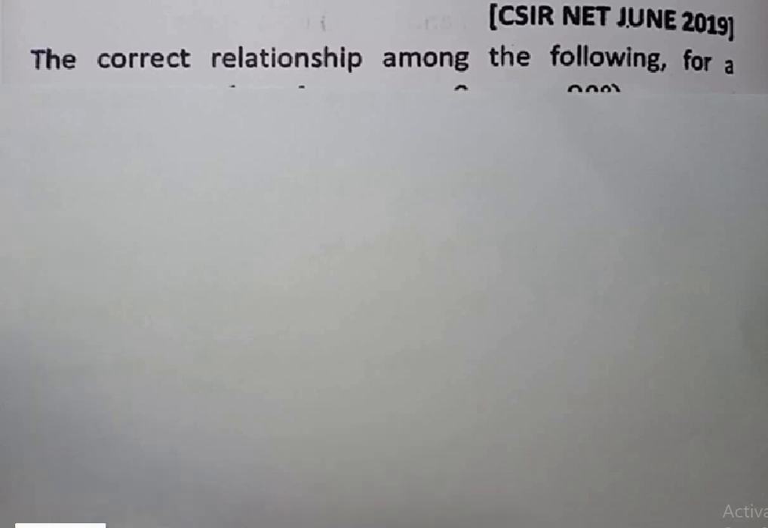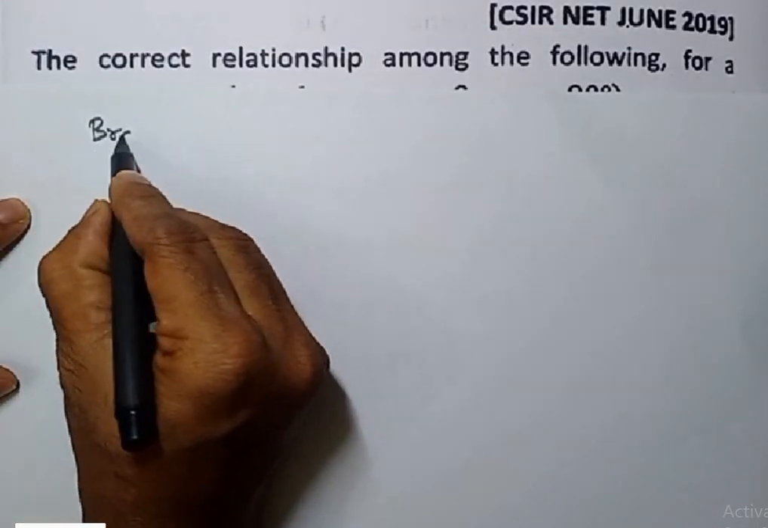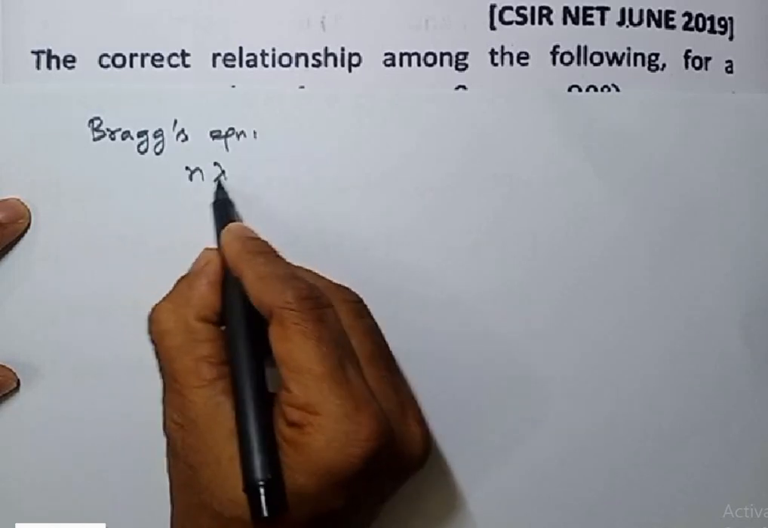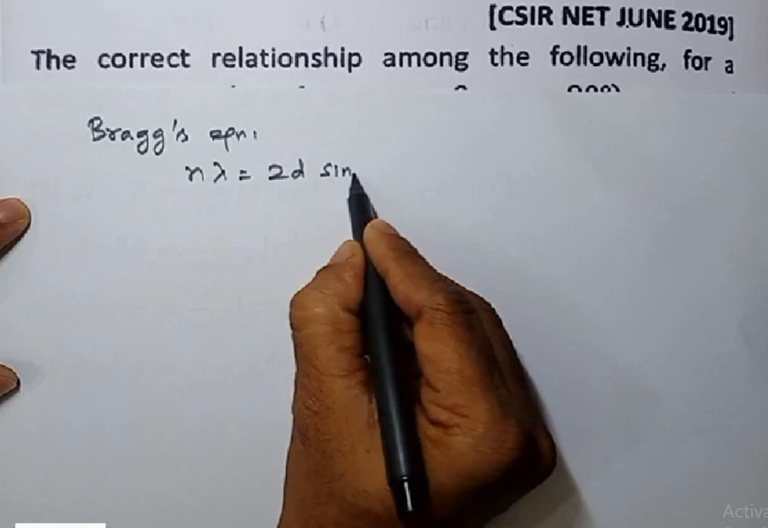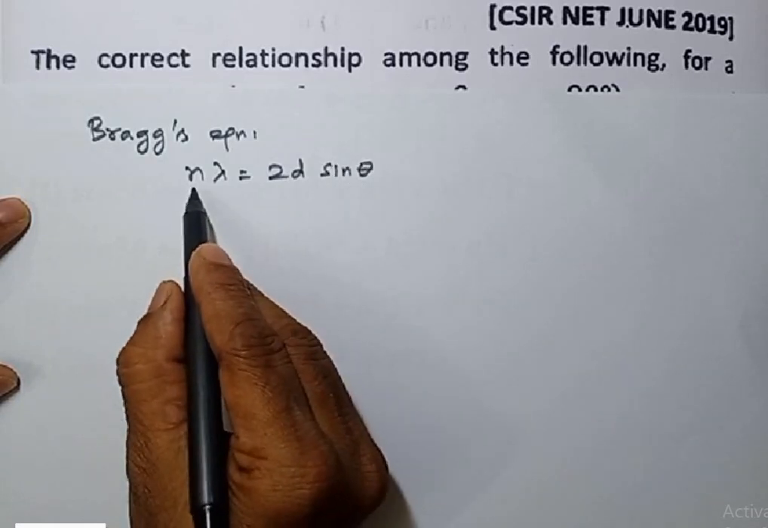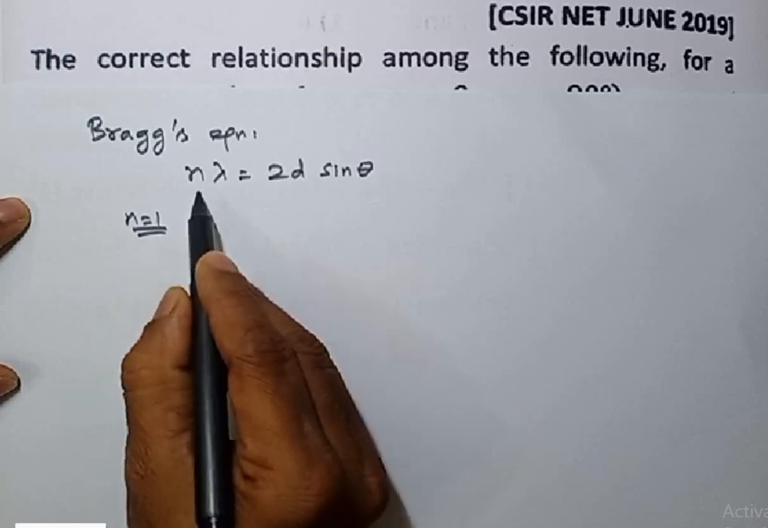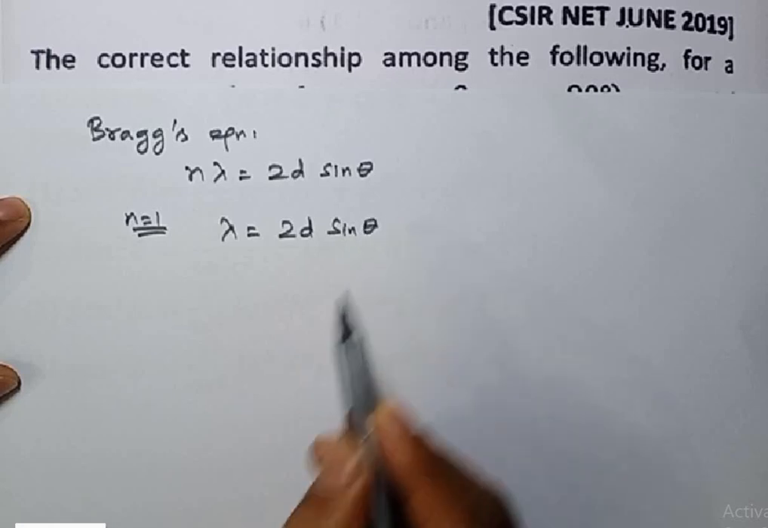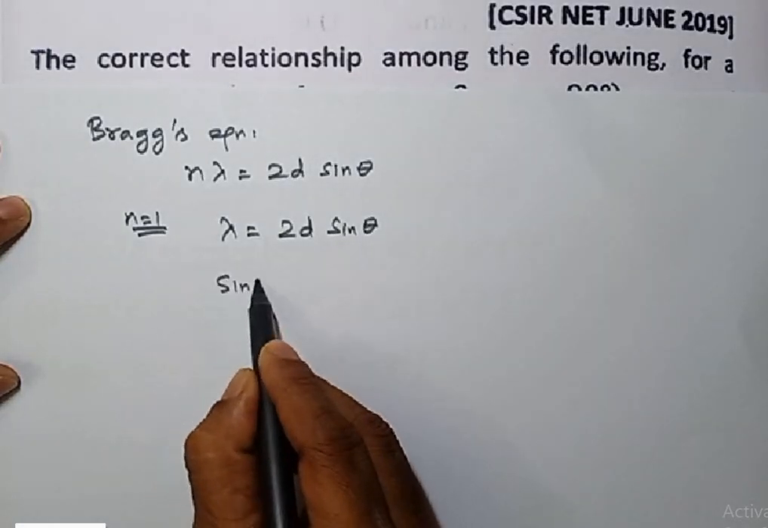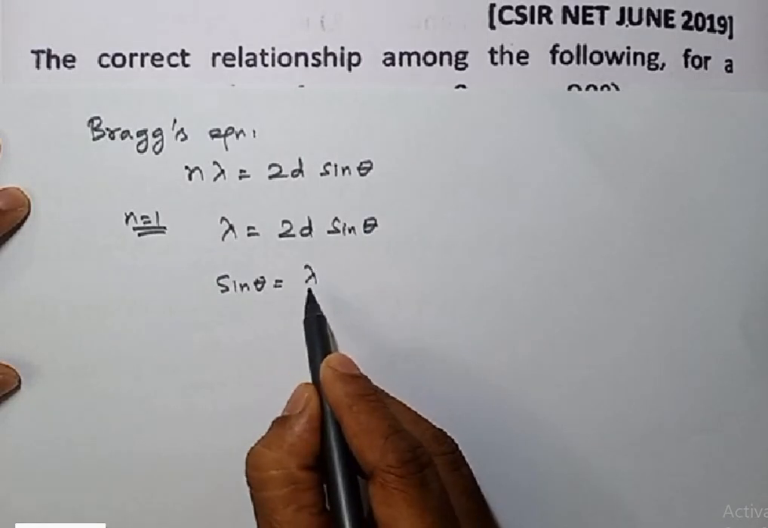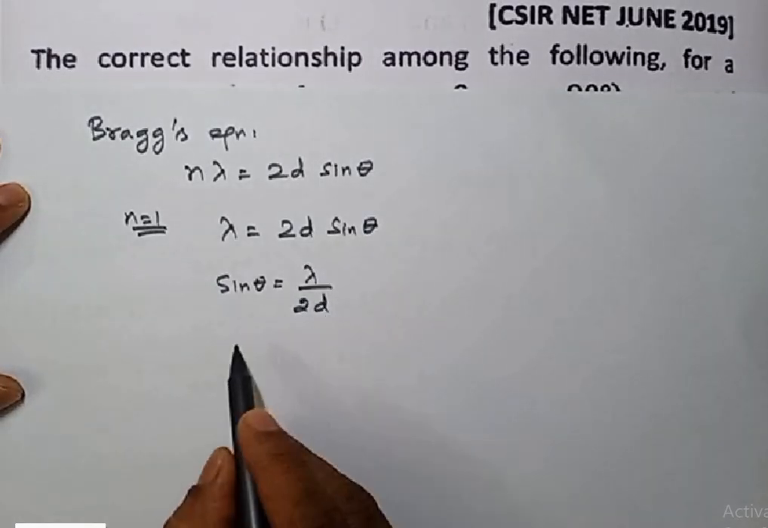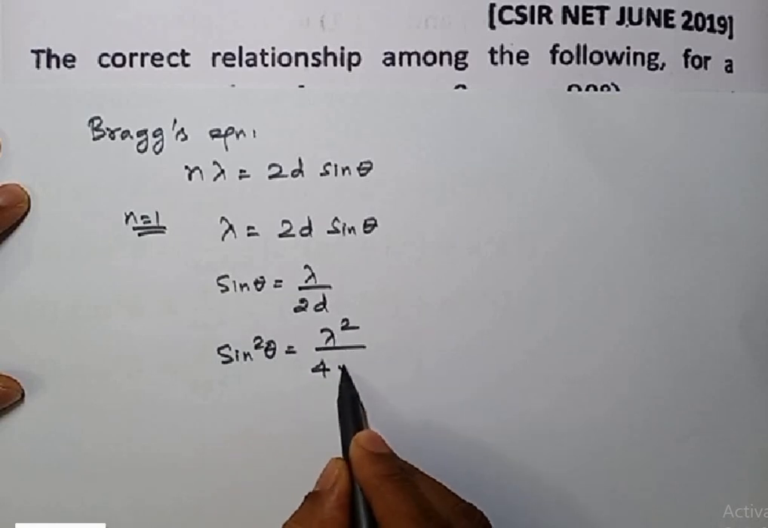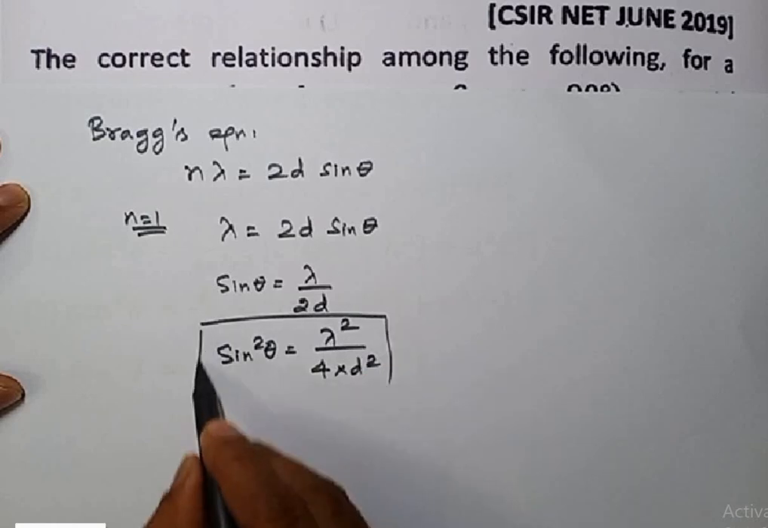See, you know very well the Bragg equation. What is Bragg's equation? N lambda equal to 2d sine theta, and we usually take a first order reflection, so put n equal to 1, so lambda is equal to 2d sine theta, or sine theta equal to lambda by 2d, sine square theta equal to lambda square by 4 d square. Okay, take this as equation number 1.